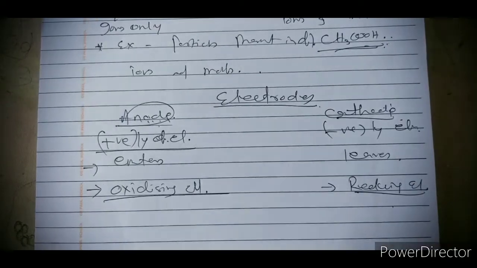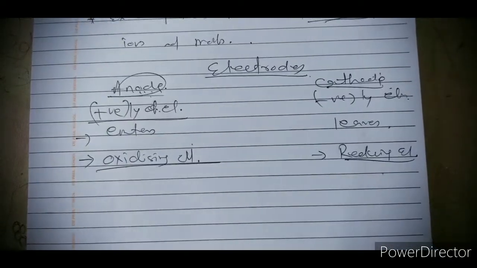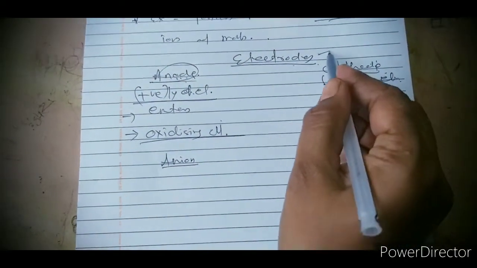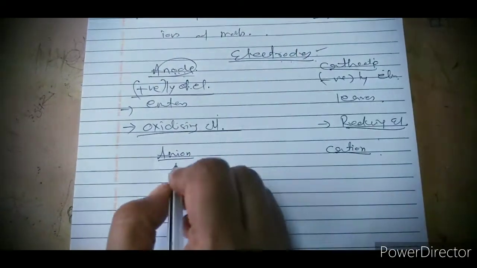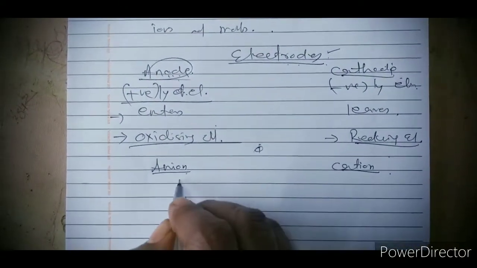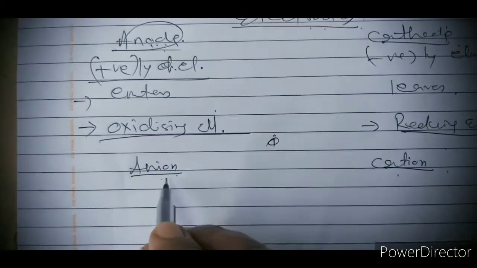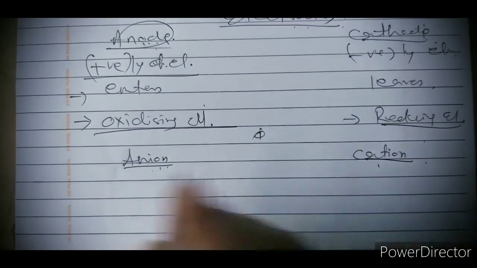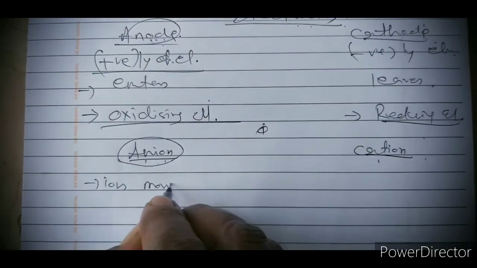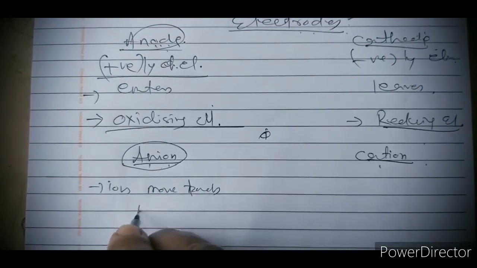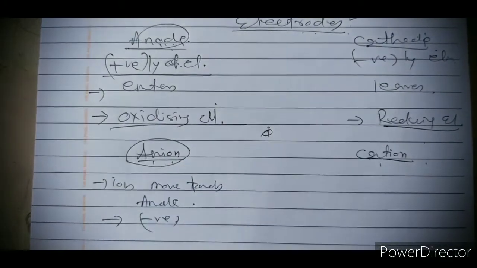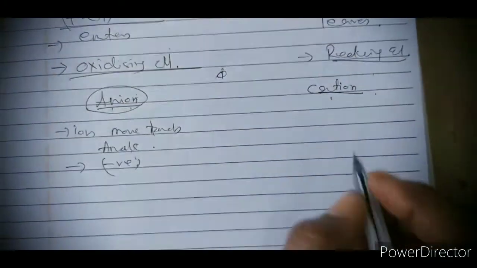Okay, this is the most important thing, electrolytes. Electrodes, we have discussed about electrodes. Now we will go for these ions. So these ions are again divided into two types. One will be cation, another one will be anion. Why is this one anion? These ions move towards the anode. Which are moved towards the anode? Negative ions move towards the anode, so negative ions are known as anions.